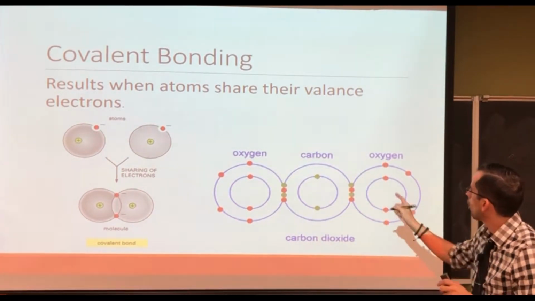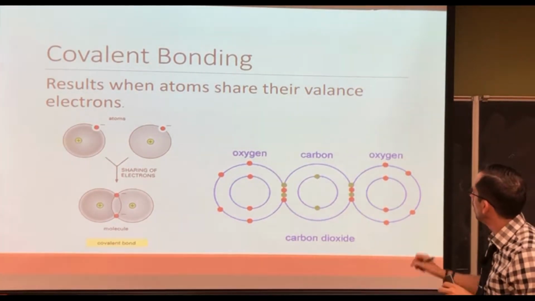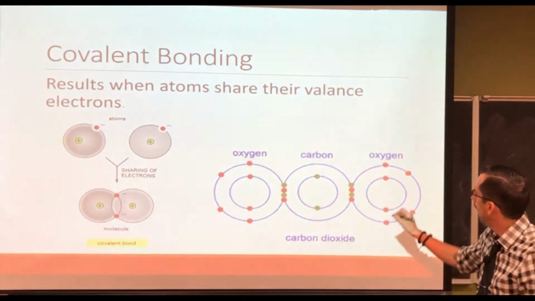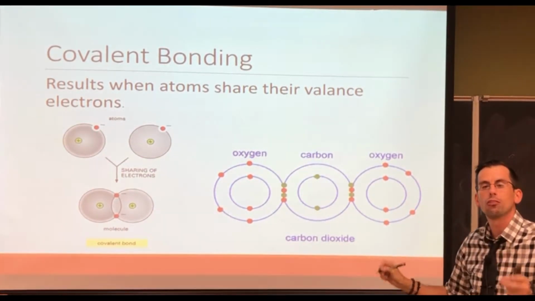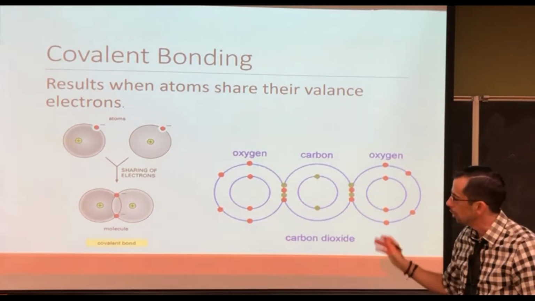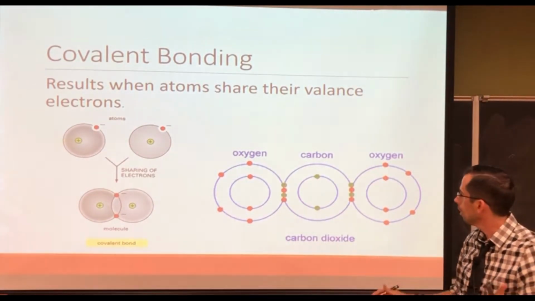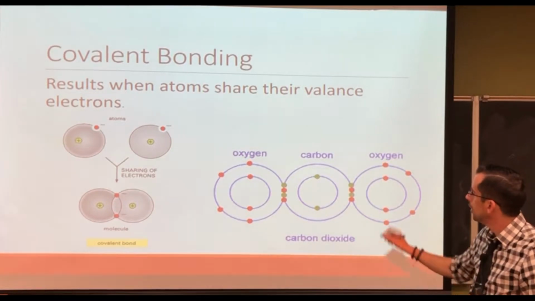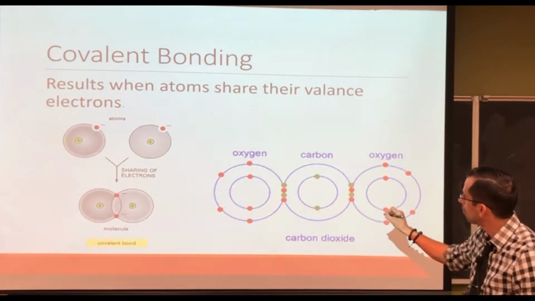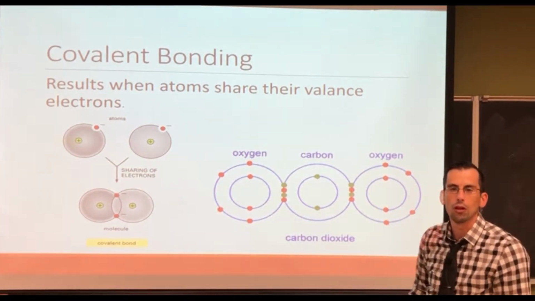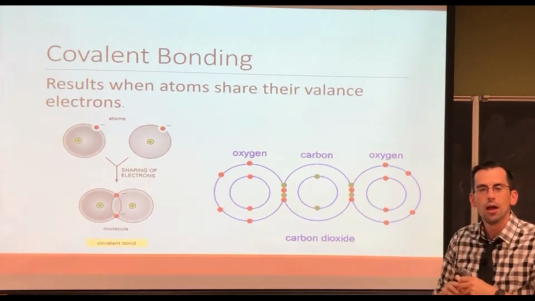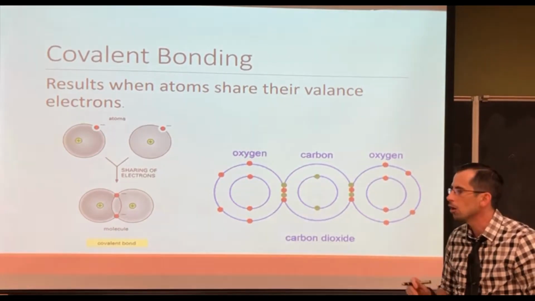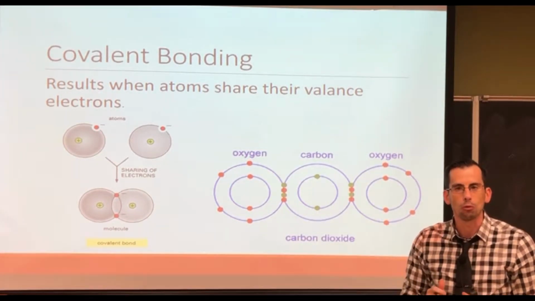So when you look at carbon dioxide, we see that carbon in its outer level had 1, 2, 3, 4 valence level electrons. It would love to have 8. In oxygen, we saw that it had 1, 2, 3, 4, 5, 6 valence level electrons. It would love to have 8. So we bring these atoms together and we share, and we kind of pseudo-fill that outer level.